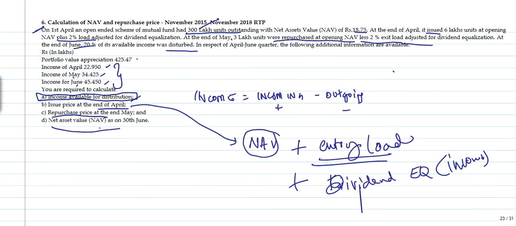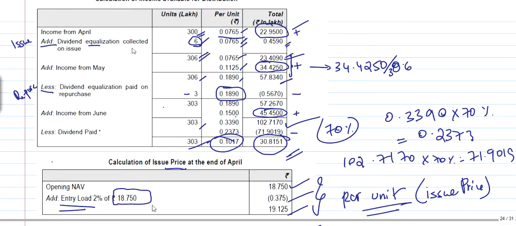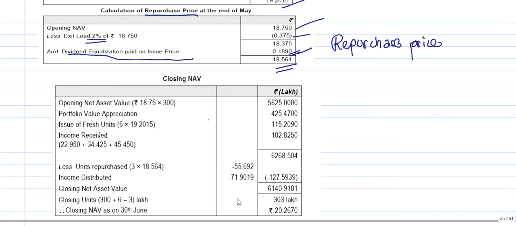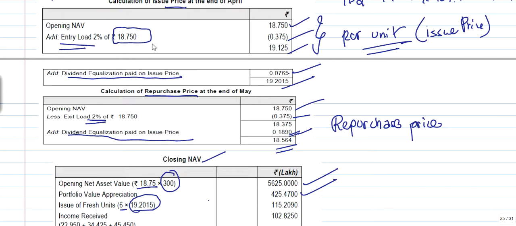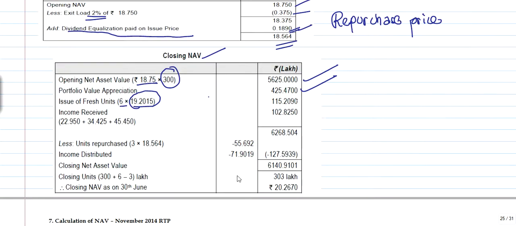Income should be added, expense should be deducted. Very simple. So closing NAV: this is opening NAV, units 300 lakhs, we will get this one. Portfolio appreciation is given in the question, add that one. Fresh issue, 6 lakh issued, we calculate the issue price, statement number 2, 19.205, we have to add that.